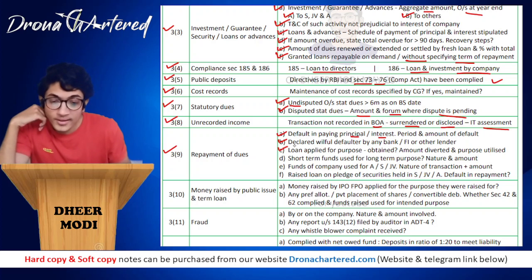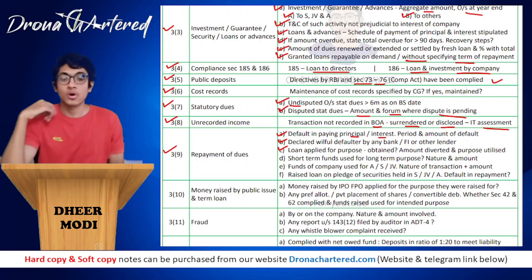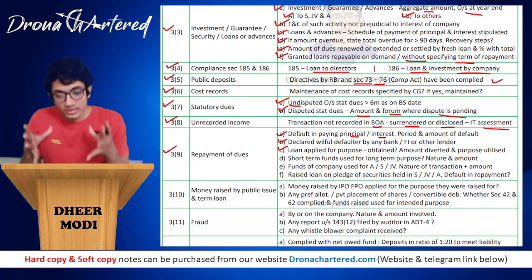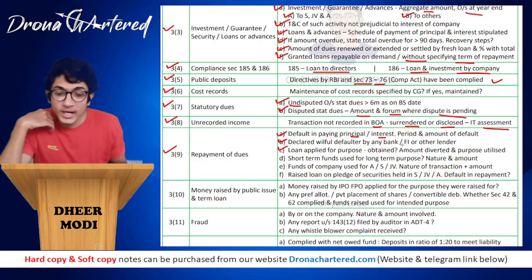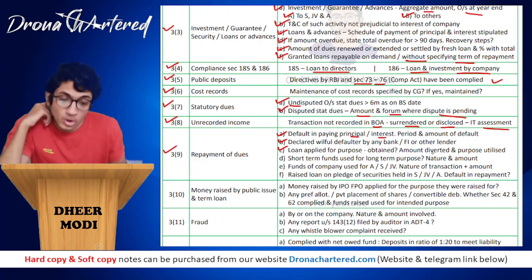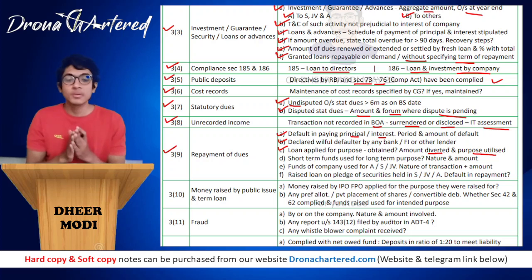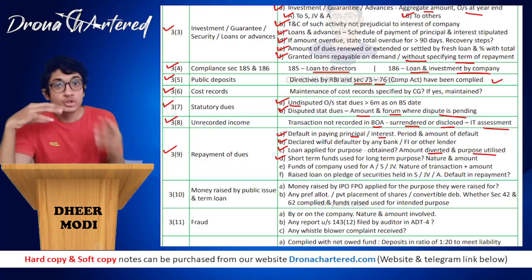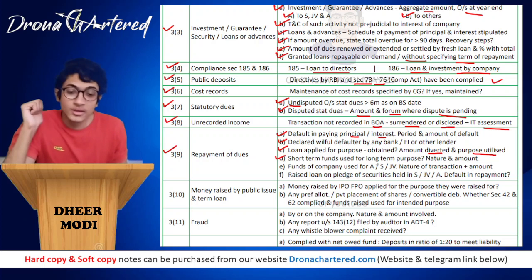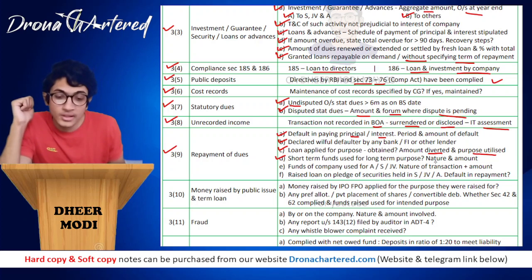defaulter. Next is whether the loan applied for purpose has been obtained. So therefore, the purpose for which the loan was taken, has the loan been utilized for that purpose or not? And if not, what is the amount diverted and where it was utilized? That is, for what purpose did you utilize this loan? Next is your short-term funds used for long-term purpose. So any short-term funds that you have raised, if you have used them for any long-term purpose, then you have to specify the nature and amount.